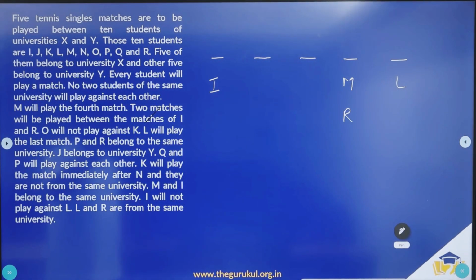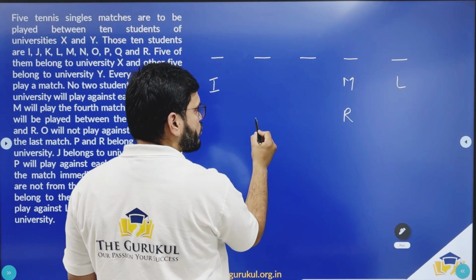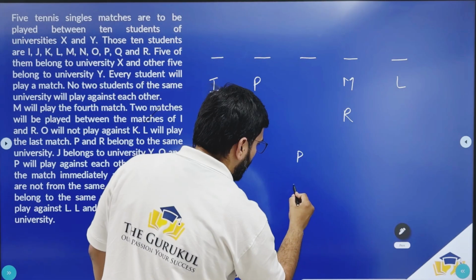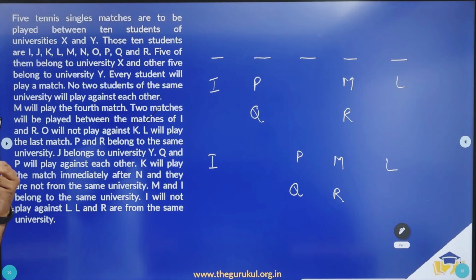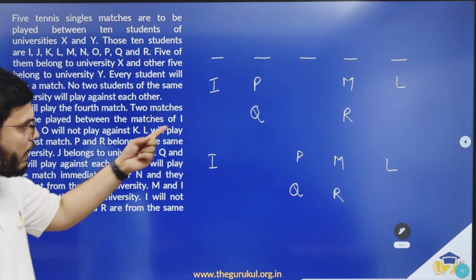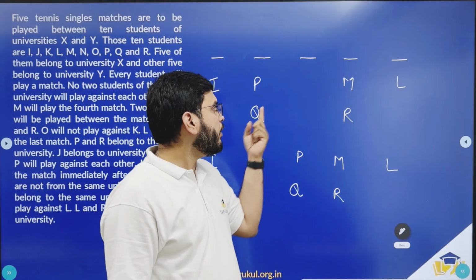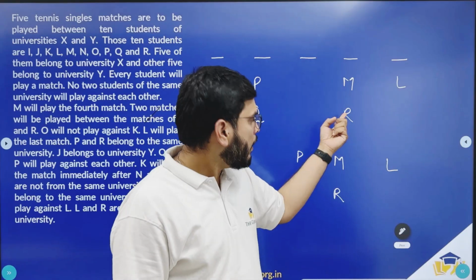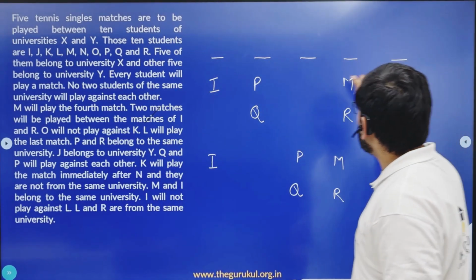Okay, and we also have seen Q and P will play against each other, right? So you can have P and Q playing against each other here, or I, P, Q, M, R, and L. And then K will play the match immediately after N. Now, can we have N here? No, because one of these two should be K. You cannot have N here. Can we have N here? No, not possible, because one of these two should be K. And you cannot have N here. You cannot have N here. So that means this is not possible.